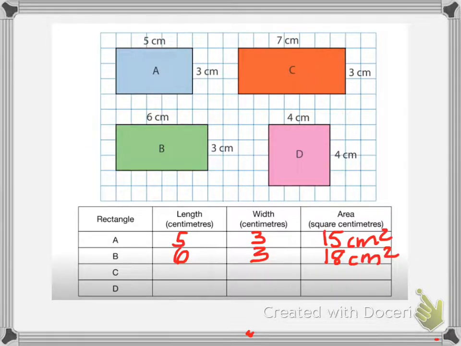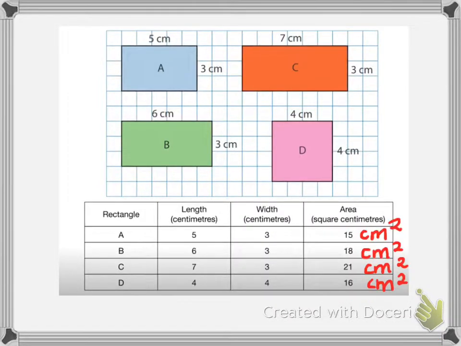In rectangle C, we see that we have 7 centimeters in length, 3 again in the width. That gives us 21 centimeters squared. And finally, in square D, we see the 4 by 4, and 4 times 4 is 16 centimeters squared. Now, if you can't remember how to do your multiplication facts, remember, you could skip count by 5 3 times for A, or skip count by 3 5 times. Same with the other rectangles and squares. That might make it easier for you if you can't remember your multiplication facts.